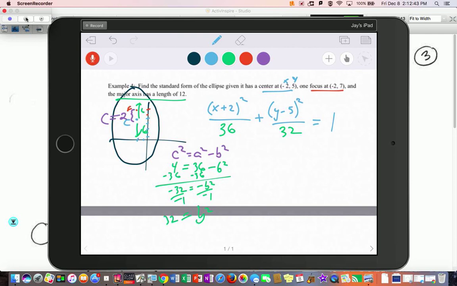Oh man, I just realized I put them in the wrong spot, and maybe you caught that while I was lecturing. Because my major axis is 12, and notice I went up and down the 6, so that should have been under the y. Up and down 6 means vertical, so the 36 should have gone there. And then when I found b squared, that would have gone under here. So that's a better, sorry about that, that's the final answer.